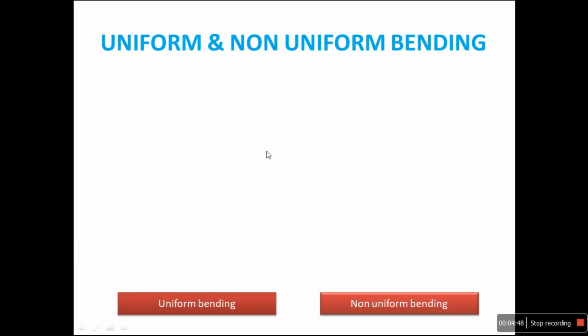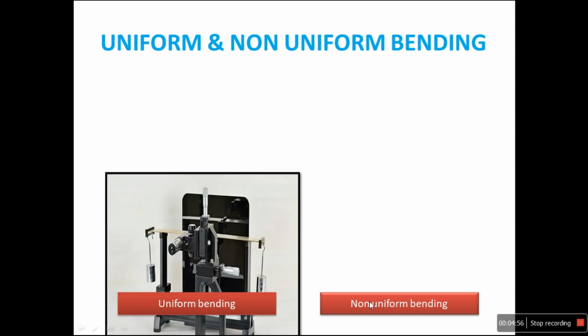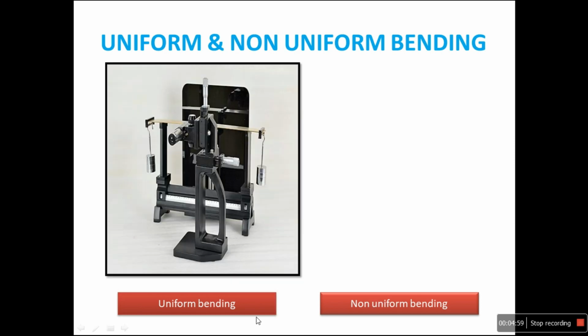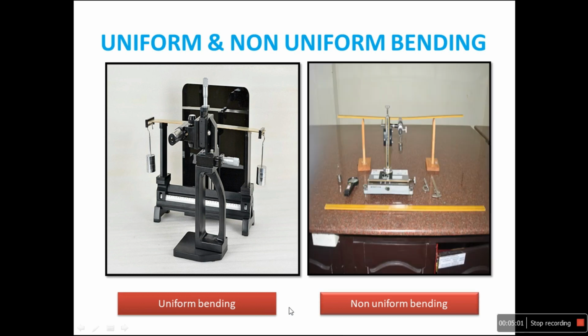To find the Young's modulus, we have two types of methods: one is the uniform bending method, and the other is the non-uniform bending method. This is the diagram for uniform bending and this is the diagram for non-uniform bending. We should know the difference between uniform and non-uniform bending. In uniform bending we put weights on both sides. Equal weights are put on both sides of the beam so that the beam bends like this. So in uniform bending, elevation is produced.